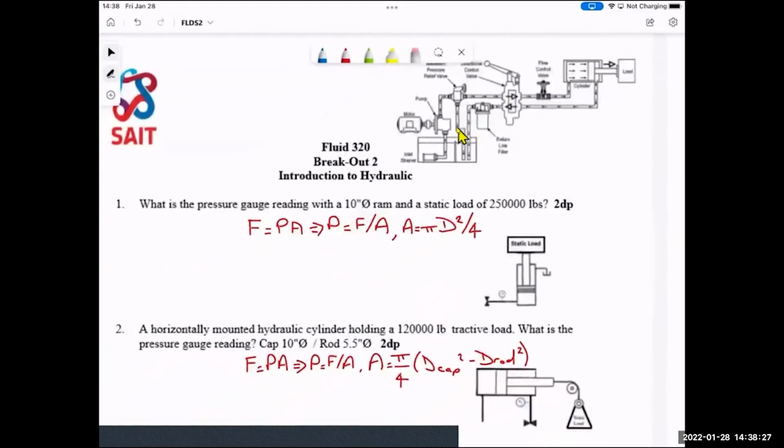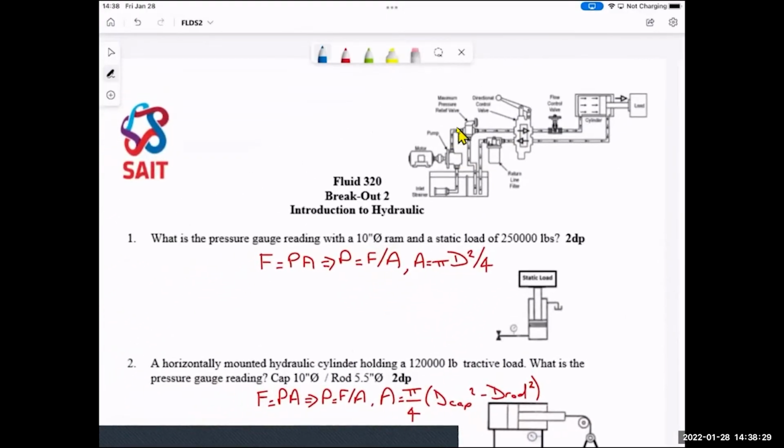Can someone confirm you can see my screen with the breakout? Yes. Excellent. Okay, so your breakout number 2. A lot of it's very similar to breakout number 1. How are you going to solve this?